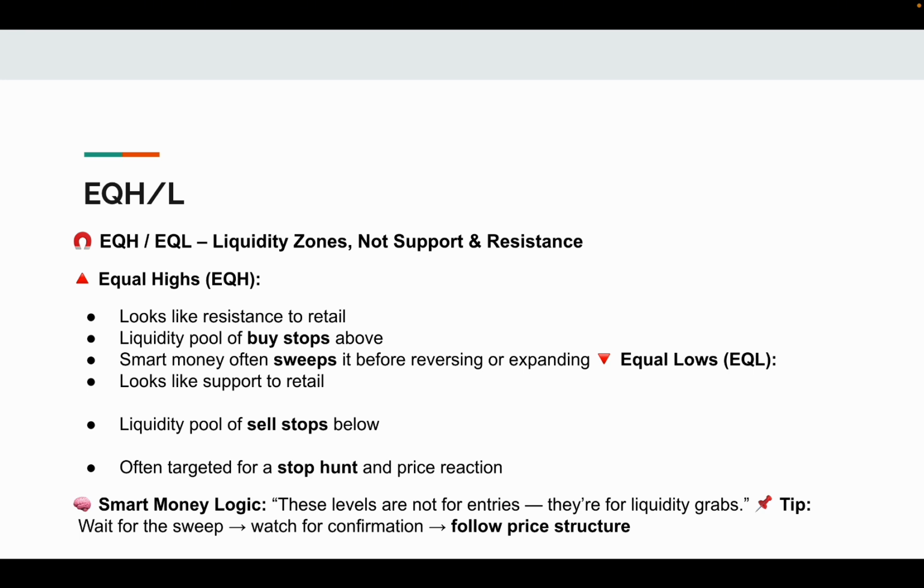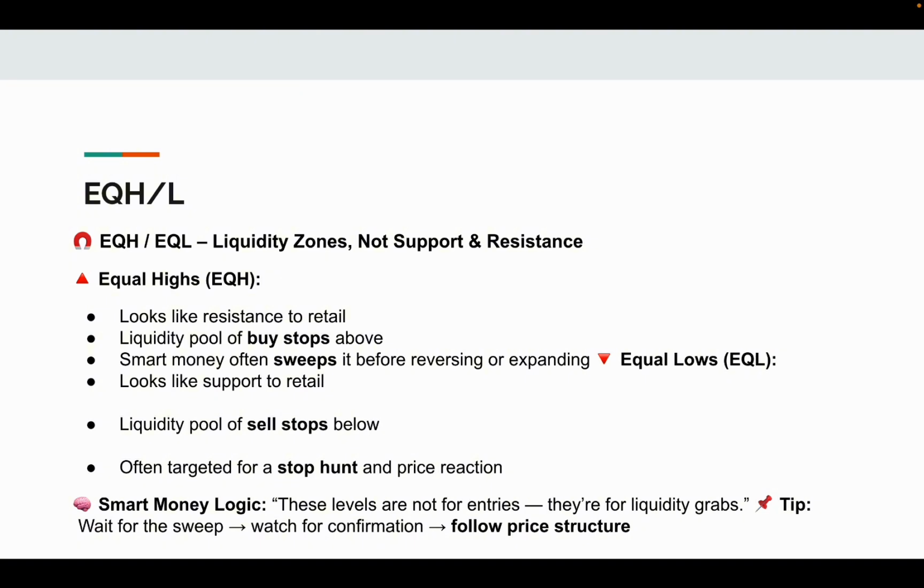From the standpoint of retail traders, equal highs and equal lows sometimes look like a bullish flag, or like strong resistance. And when price gets there, retail thinks they're going to see a reversal. But no, most times it just shoots into it and takes every retail trader's stop loss out, and after that reverses or does its own thing. It depends on the context of price at that moment.